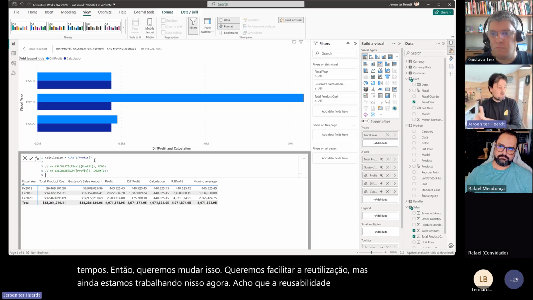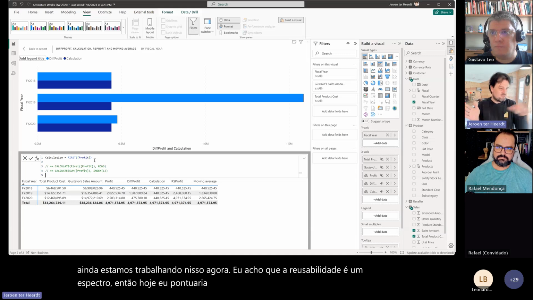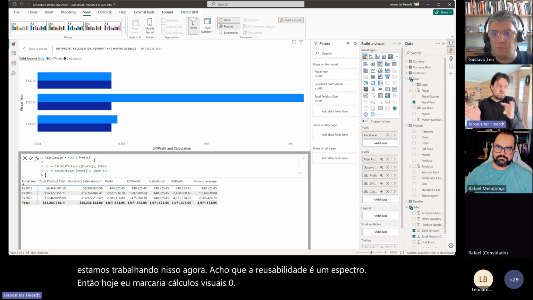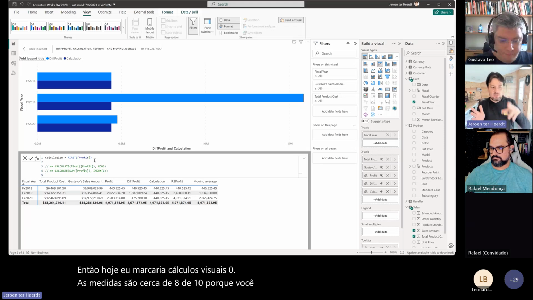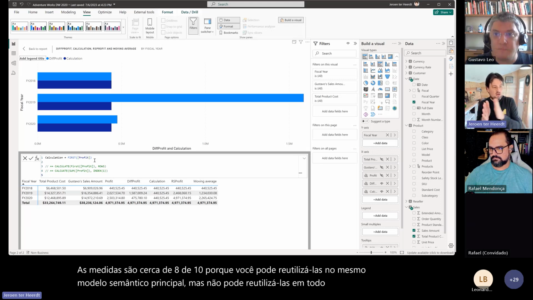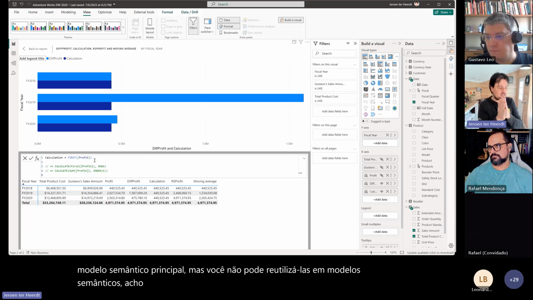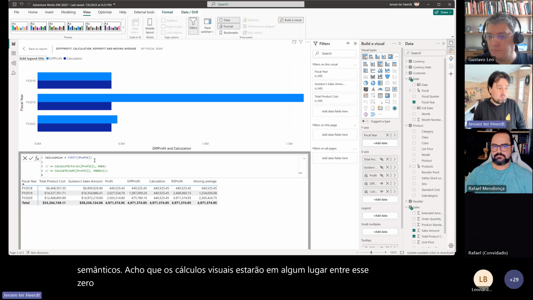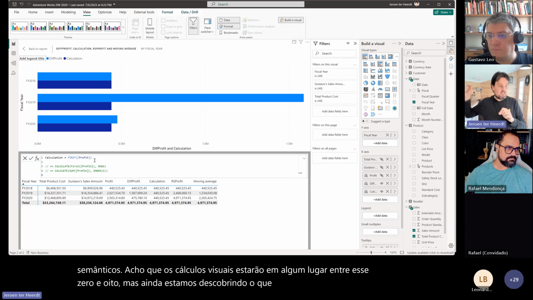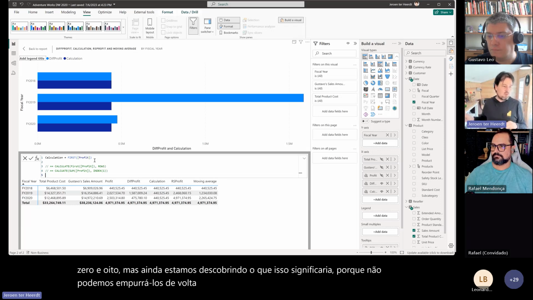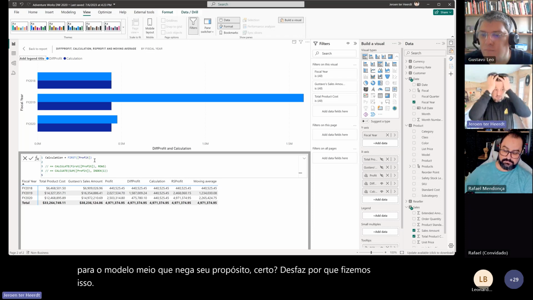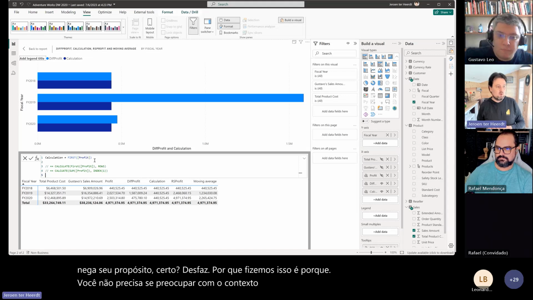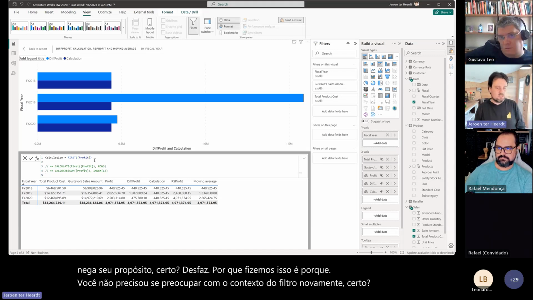Today I would score visual calculations 0 out of 10 points. Measures are about 8 out of 10 because you can reuse them in the same semantic model, but you cannot reuse them across semantic models. I think visual calculations will be somewhere between that 0 and 8, but we are still figuring out what that would mean, because we cannot push them back into the model. Pushing them back into the model negates their purpose, right? It undoes why we did this, because you then have to worry about filter context again. So we have to figure out how it's easier to reuse these.